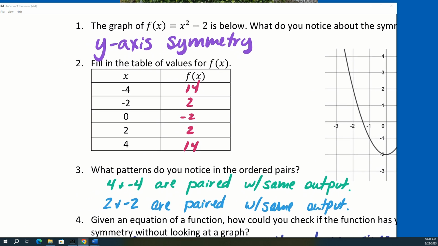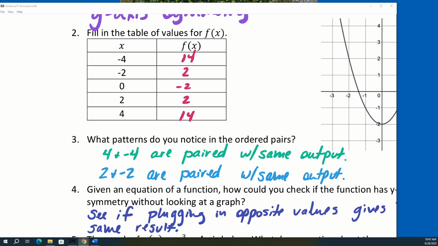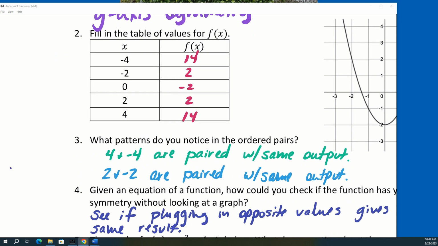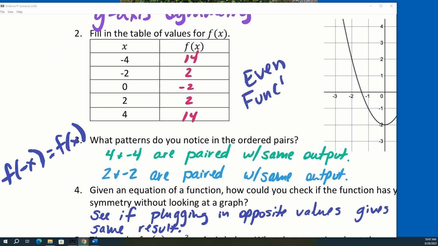And so over to the side, I want you to write some notation that you probably haven't seen before. When there's y-axis symmetry, f of -x is equal to f of x. They have the exact same value. When they're opposites, you get the same output. Now that's a special type of function that's called an even function. So I'm just going to jot that down, and we'll talk more about that on the other side with our notes.